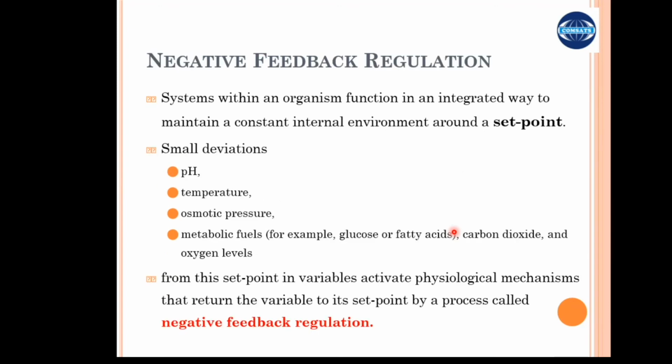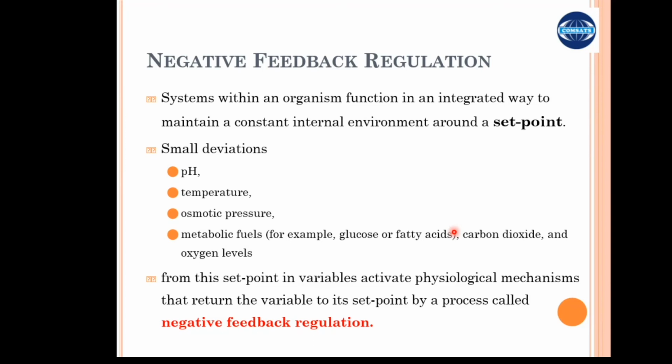This homeostatic process is basically achieved by a specific mechanism called negative feedback regulation, or the negative feedback mechanism. So the systems within an organism function in an integrated way to maintain a constant internal environment around the set point using this negative feedback mechanism. In very simple terms, we can define the negative feedback mechanism as follows: an increase in a nutrient or a condition within the animal's body disturbs homeostasis, and the body responds and produces some other compound that in turn decreases the same factor.